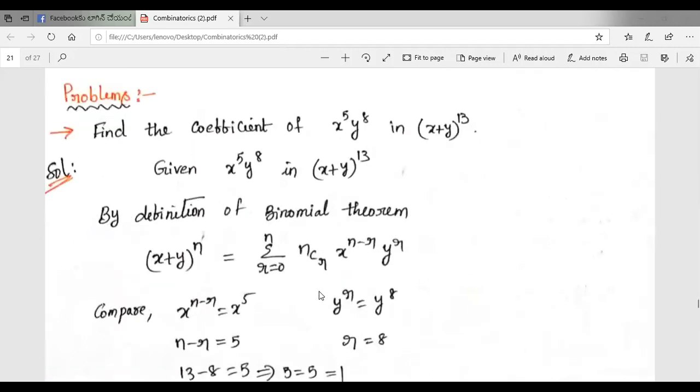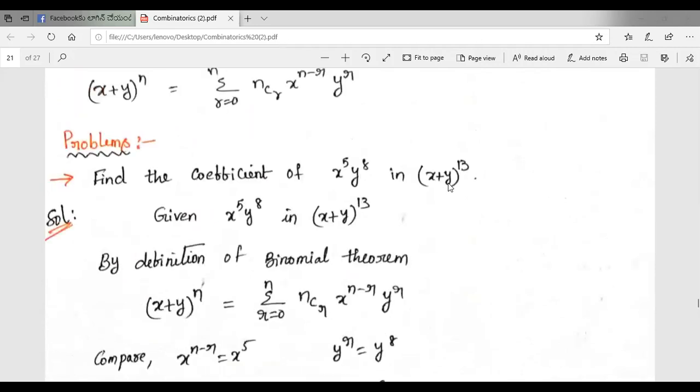So problems. Find the quotient of x power 5 y power 8 in x plus y whole power 13. So here the given function is x plus y whole power 13. We compare this with binomial expansion. Here n value is equal to 13 and n minus r is equal to 5 and r is equal to 8. Okay.